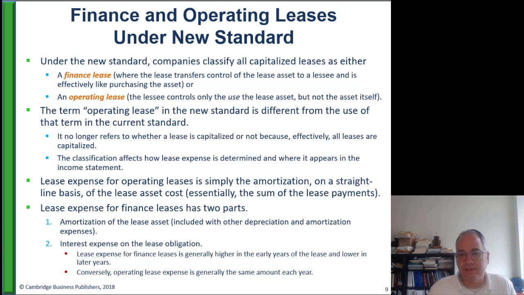And basically, under the new standard now, the finance lease would be a situation, again, which is considered to be constructively buying the asset. And the term the new FASB statement uses is the lease transfers control to the lessee. And in effect, it's like purchasing the asset. Whereas with an operating lease, the lessee controls use of the asset, but not the asset itself. Now, that's a new definition, and I think we're going to see some interesting things as accountants learn to use it. It's somewhat confusing.